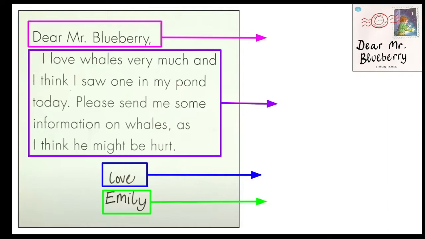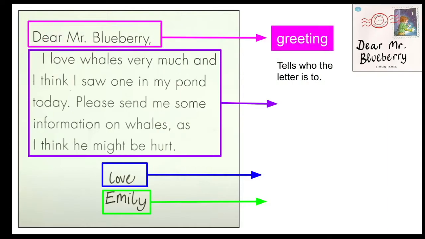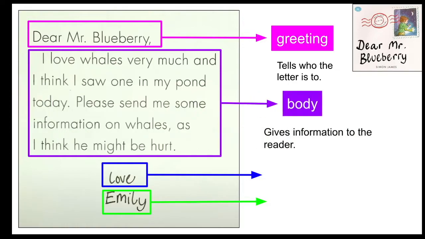I want to teach you that when writing a letter, there are different parts. The first part of a letter is your greeting. Your greeting tells who the letter is written to. This letter is written to Mr. Blueberry.